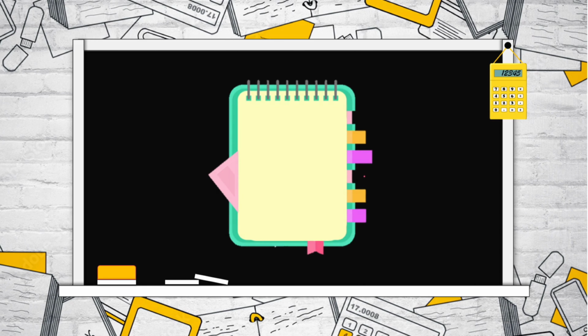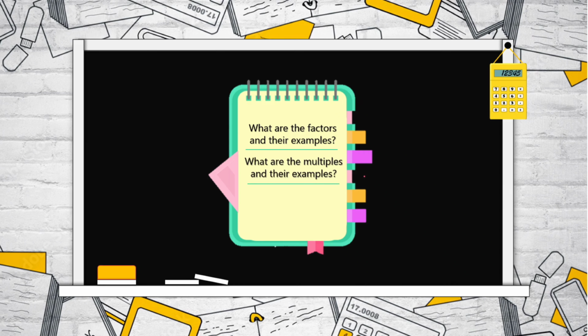So in today's video, we will see what are the factors and some of its examples. Then we will see what are multiples and their examples. And at the last, we will see the relation between the factors and multiples.